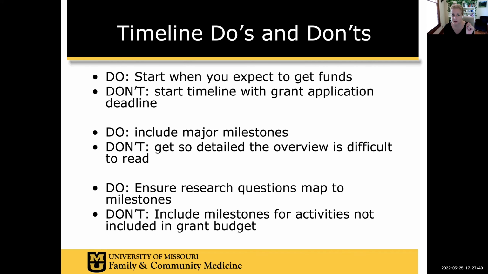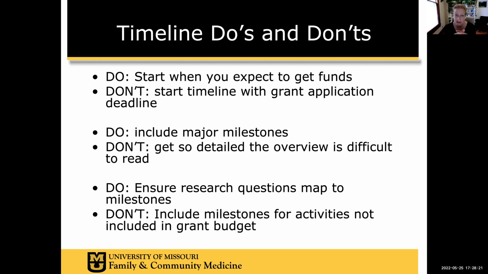So a couple of timeline do's and don'ts. Do start it when you expect to get the funds. Don't start it when you submit your grant application or at the grant application deadline. There can be anywhere from 6 months to a year's difference. So keep that in mind: when am I going to start this project? Absolutely include major milestones, but don't get so in the weeds. You can create something for yourself, a Gantt chart or a table, that is super detailed. What you put in the grant should be one level up so that people don't get lost in the weeds.